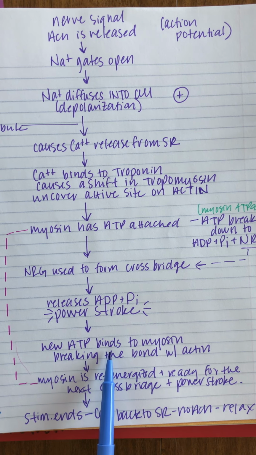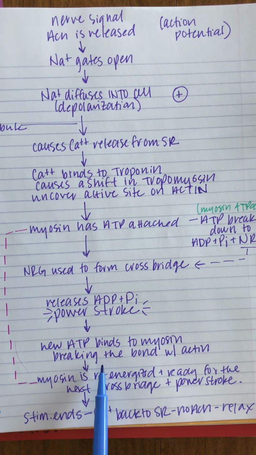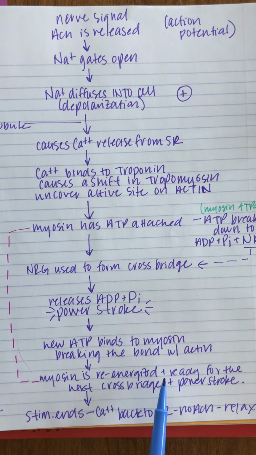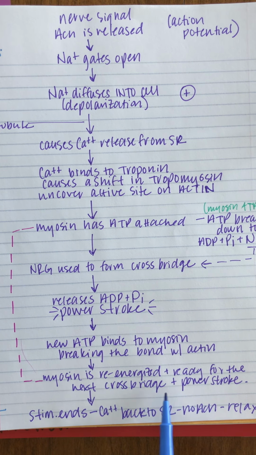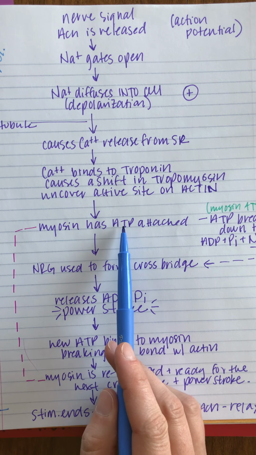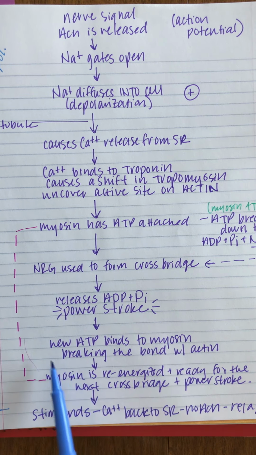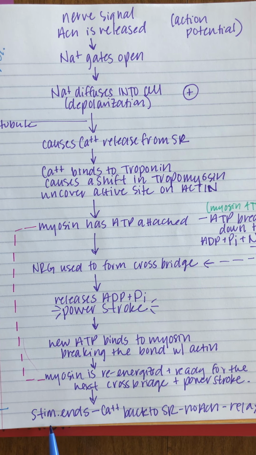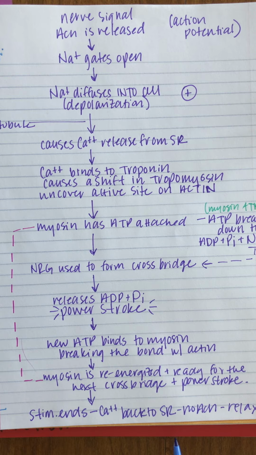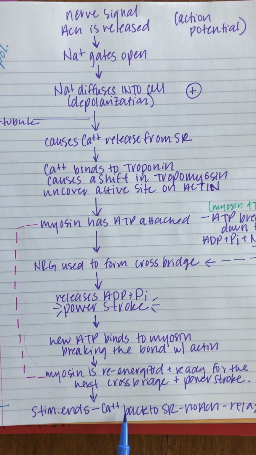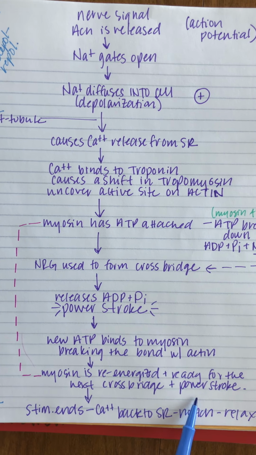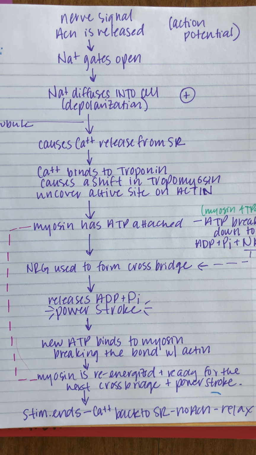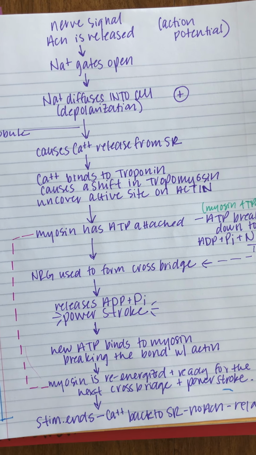A new ATP has to bind with myosin for it to release the bond with actin. Once it's released, it's re-energized and ready for the next cross bridge and power stroke. So again, that ATP would go through this whole process repeatedly. And then when stimulation from the central nervous system ends, acetylcholine isn't released anymore, calcium is pumped back into the sarcoplasmic reticulum, and the muscle relaxes. I hope that helps.